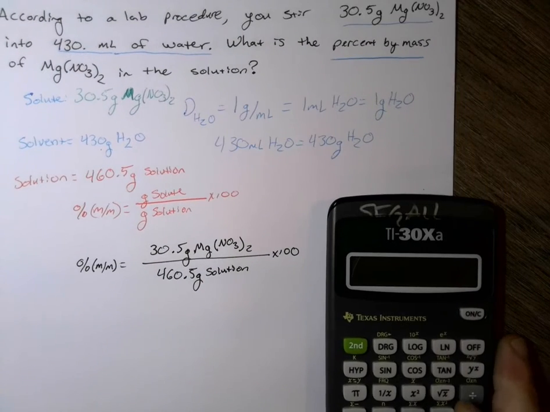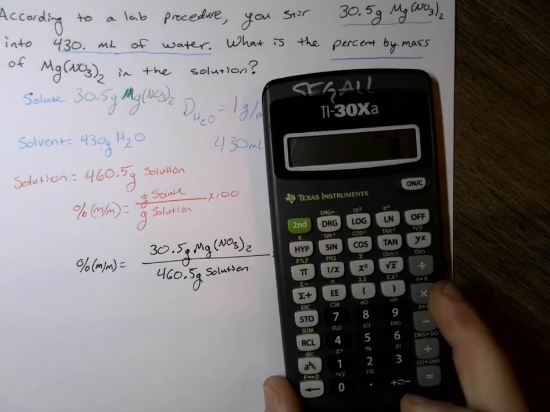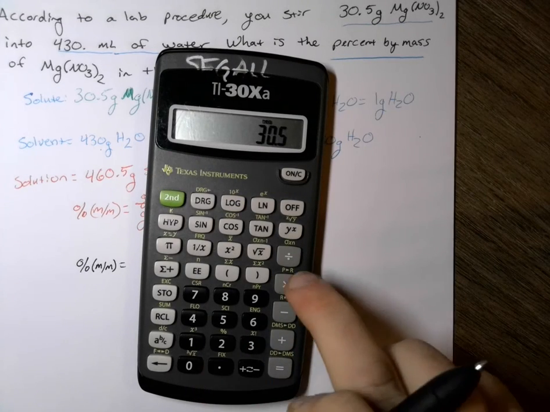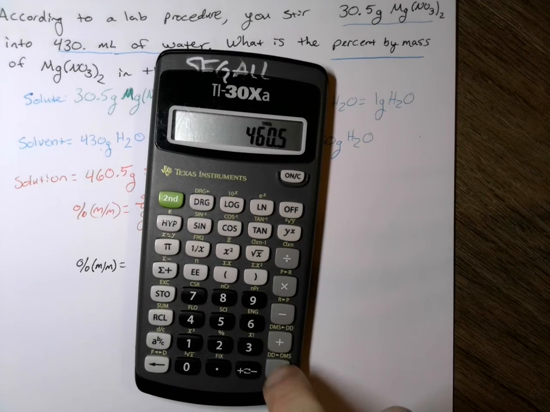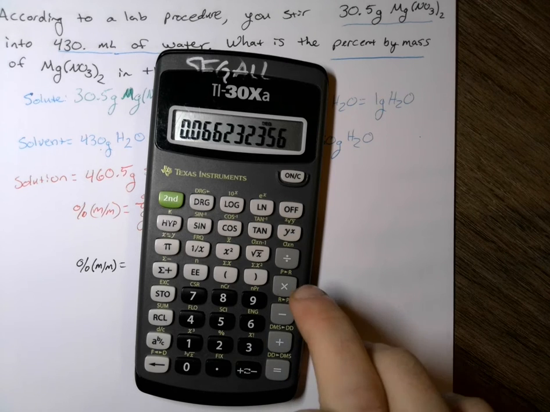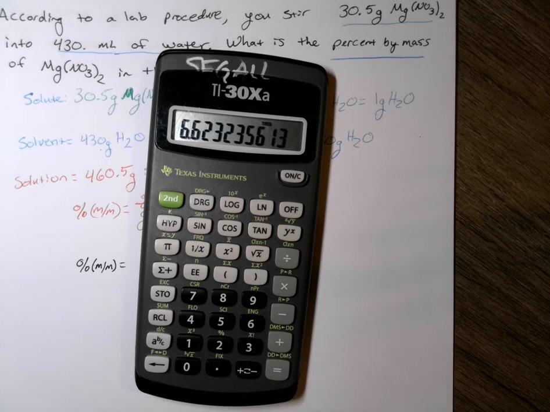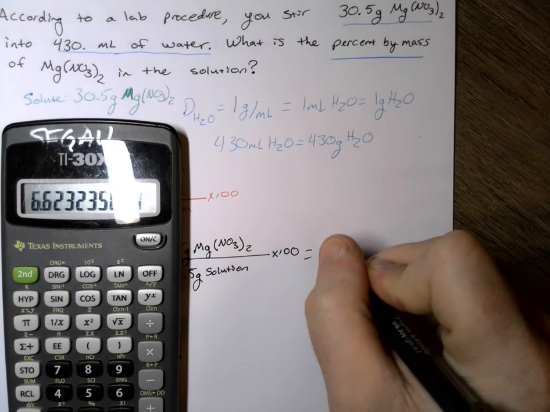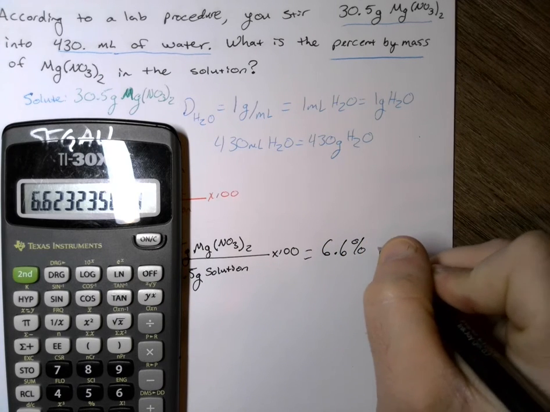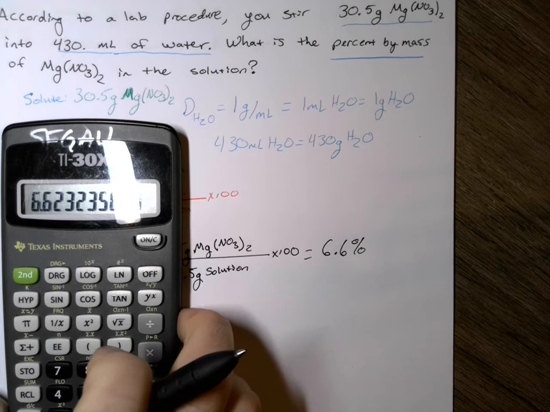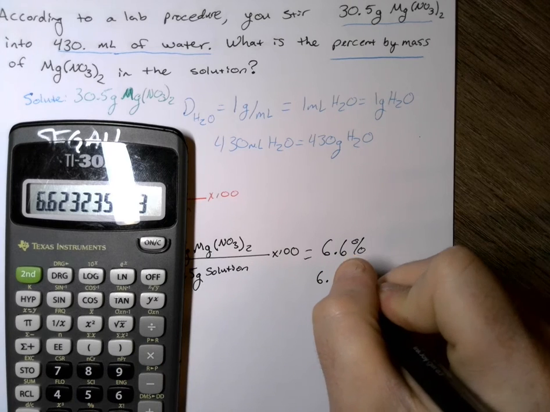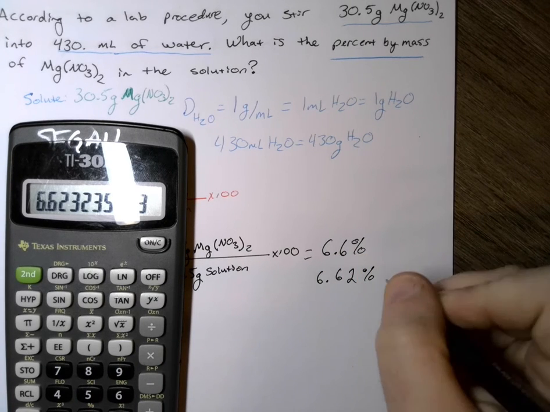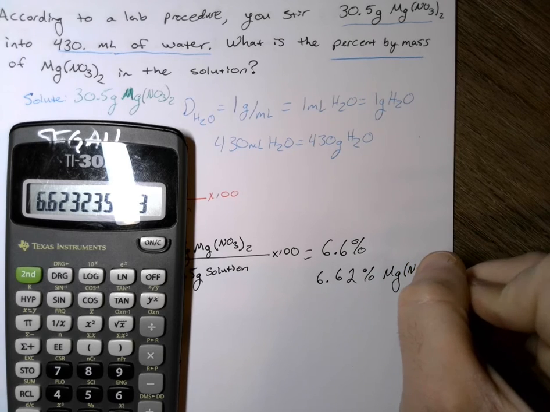So now we work it out. 30.5 divided by 460.5. Then we're going to multiply that times 100. And that gives me 6.6%. Or if we wanted to go to the proper number of significant figures, which is 3 significant figures, it would be 6.62% magnesium nitrate.